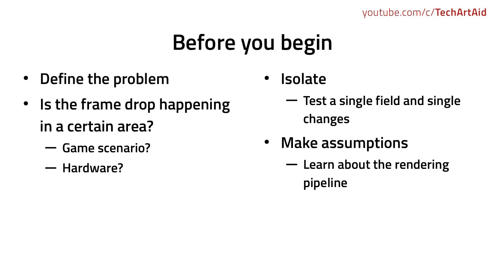Before we begin, we should be able to define the problem. Is our frame drop happening in a certain area? In some specific game scenario, for example, some barrels exploding or some enemy entering the area, or maybe on hardware of a certain vendor. Then as we proceed, we should isolate what we are testing. To come up with a meaningful test, we have to be able to make assumptions. So that's why it is very important that you learn about the rendering pipeline, both in general on the GPU and in Unreal itself, because each engine has its own path, its own potential problems.